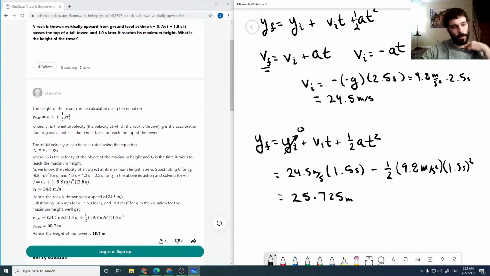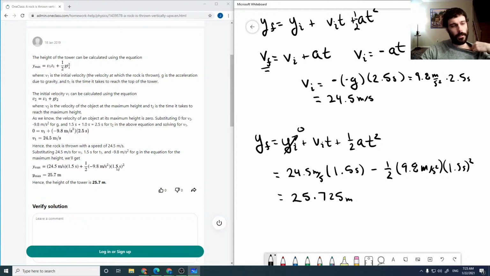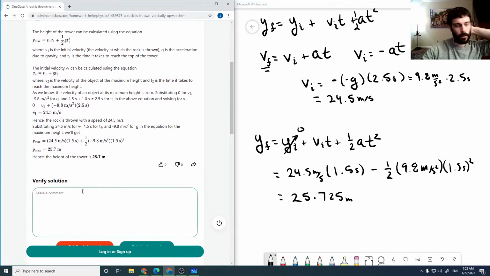Okay, so if we check the solution, we first need to get our velocity, which is 24.5, and then we can use that velocity in this equation to get 25.7 meters. So that looks good.